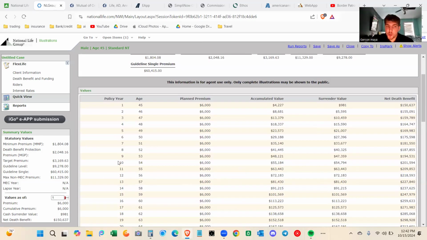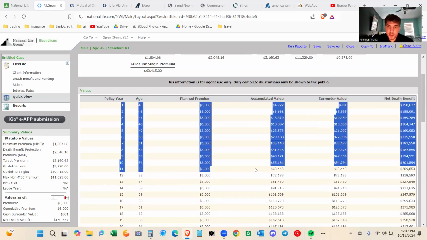No, so the surrender charge is only from year 1 to 10, and that's just the difference between surrender value and the accumulated value. So this is like if he takes a loan out from his policy in the first 10 years, it's from the surrender value. And the surrender value is a little bit less than the accumulated value.